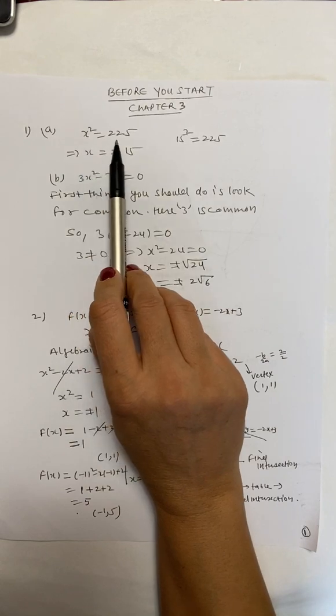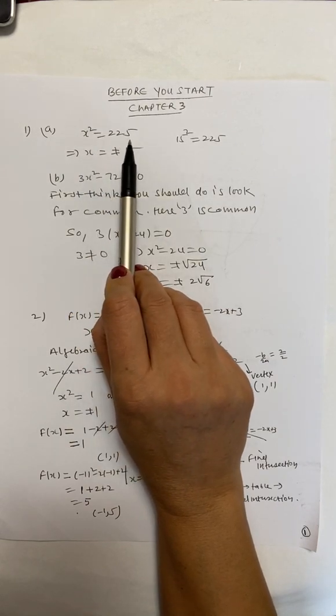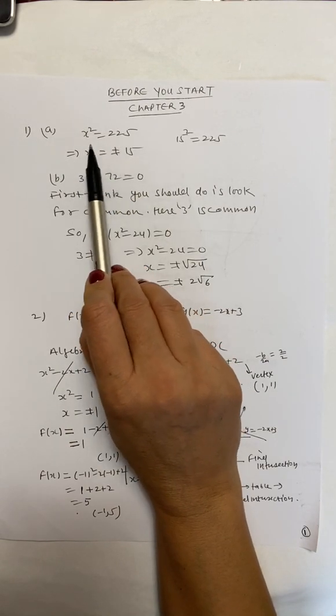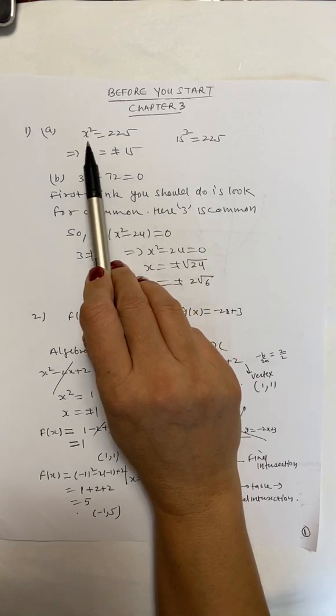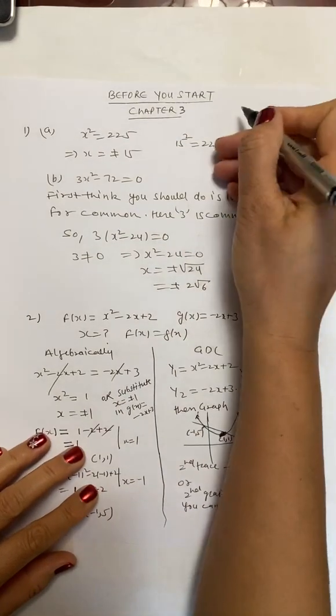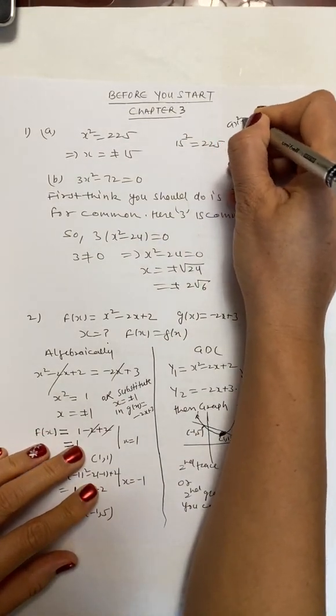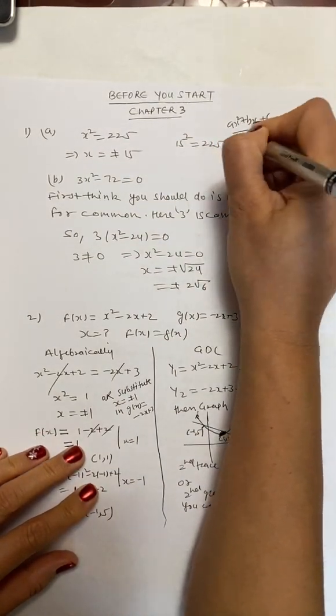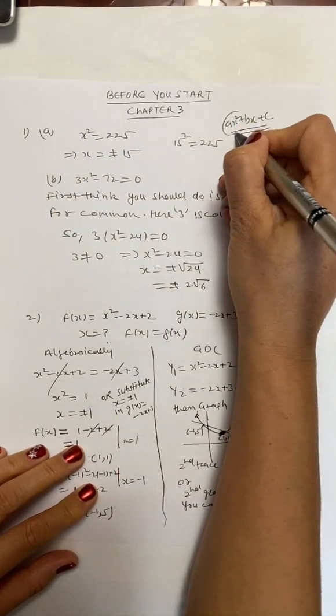So the first question we have is x squared is equal to 225, and you have to solve this quadratic equation. This is the simplest one when you have only the x squared term. The standard form of the quadratic function is ax squared plus bx plus c. So here you have only the x squared term.